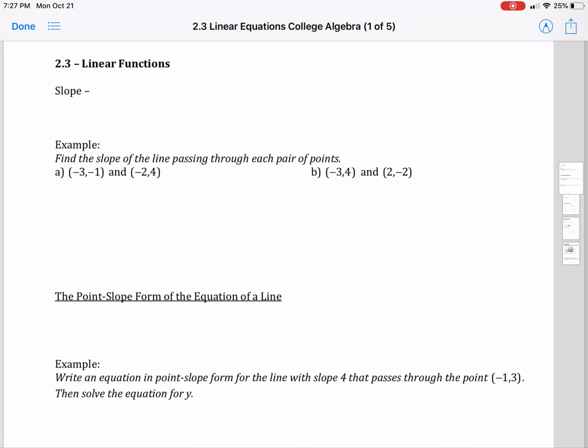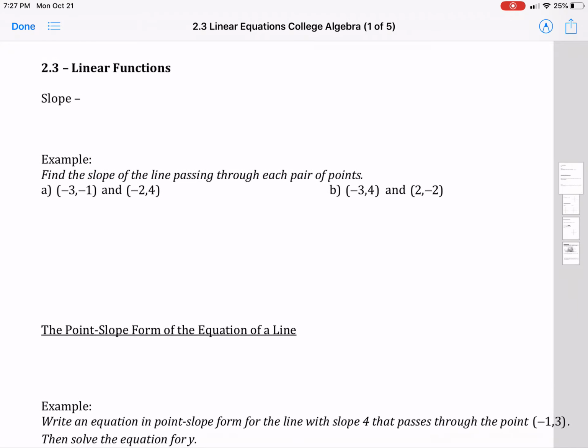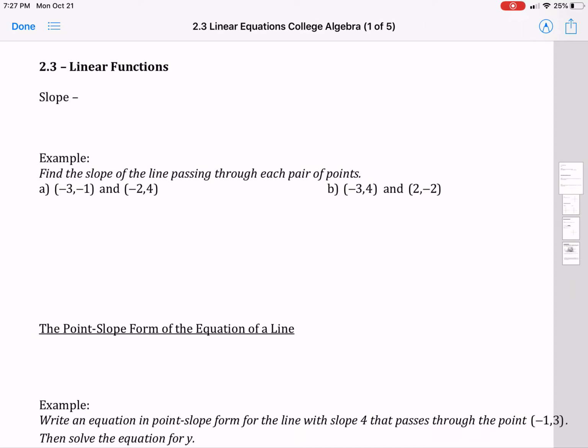Okay, so today we're going to look at 2-3 linear functions. This is going to be a lot of review from Algebra 1 and Algebra 2. There is going to be one form that we're going to look at that is slightly different than one you've seen before. Okay, so the first thing with any linear function or equation is we need to know our slope.